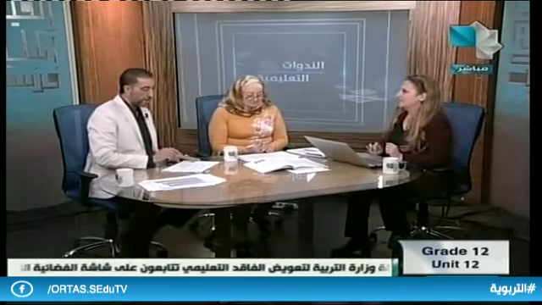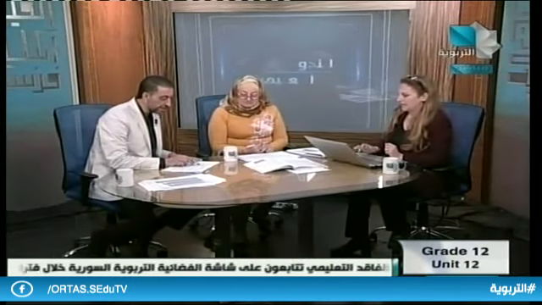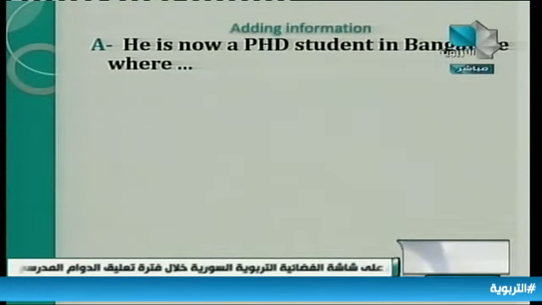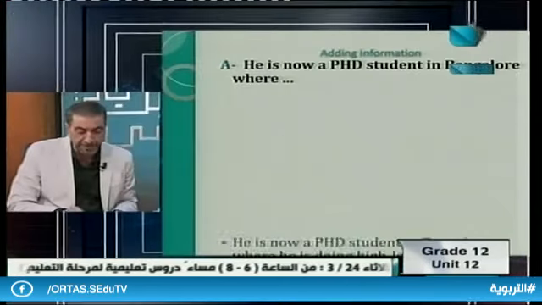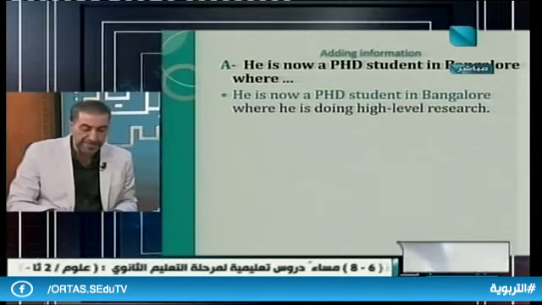Yes, Mr. Bassem. I have a sentence. He is now a PhD student in Bangalore. Where? Where is a relative pronoun. Yes, it's right, used to indicate place. Now, the solution is: he is now a PhD student in Bangalore, where he is doing high-level research.